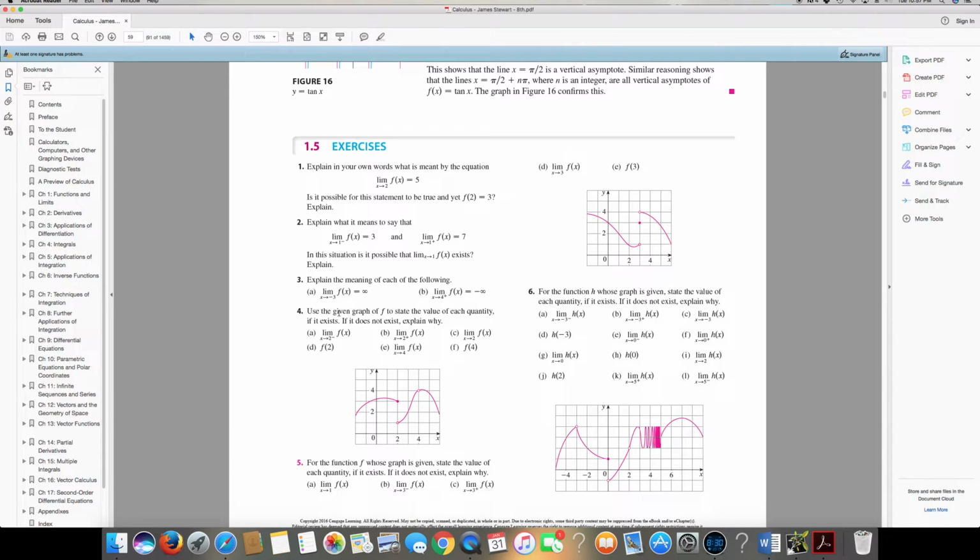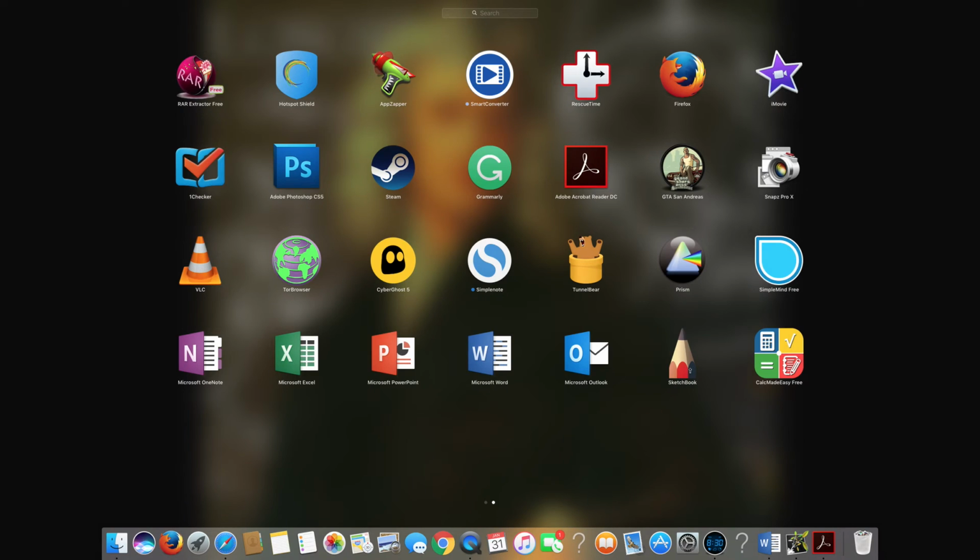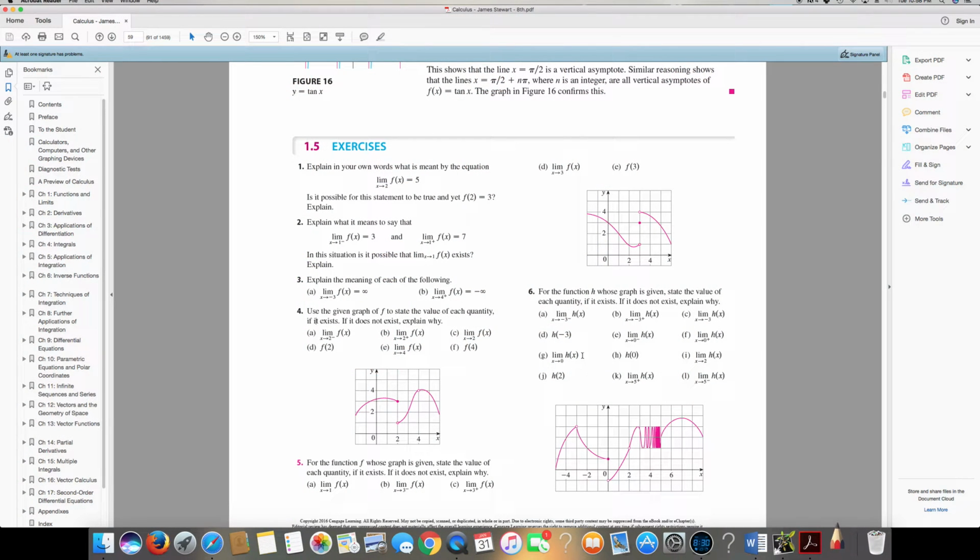So here we go, we have the fourth question right here. It is asking, use the given graph of f to state the value of each quantity if it exists. If it does not exist, explain why. They have given the graph right here, and I'm going to explain one by one. So let's get this sketchbook.